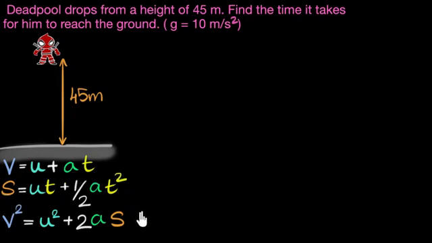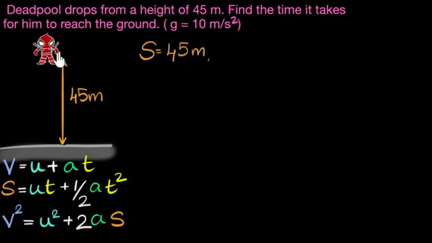Now, if you're not familiar with these equations or you need a refresher, great idea to go back and watch videos on equations of motion and then come back over here. We'll write down what's given to us and what is asked, and we will see which equation to use to solve the problem. It's given that Deadpool drops from a height of 45 meters, which means he's going to displace by 45 meters. So we know the displacement is 45 meters.